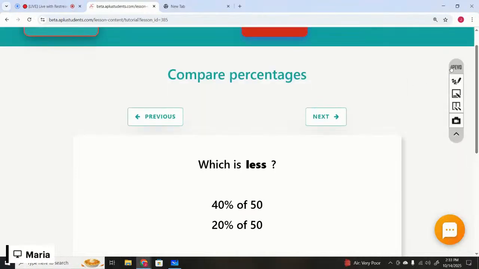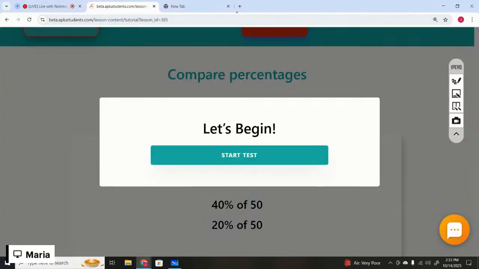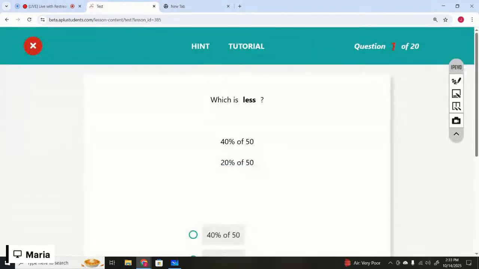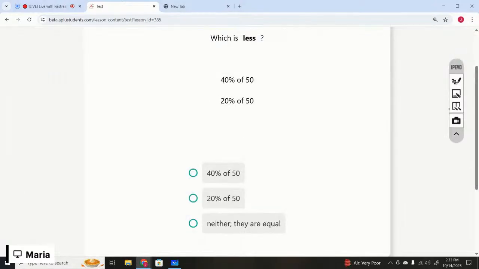Okay, let's just start with the test questions. Which is less, 40% of 50 or 20% of 50? That is 20% of 50. Option number 2 is the correct option.